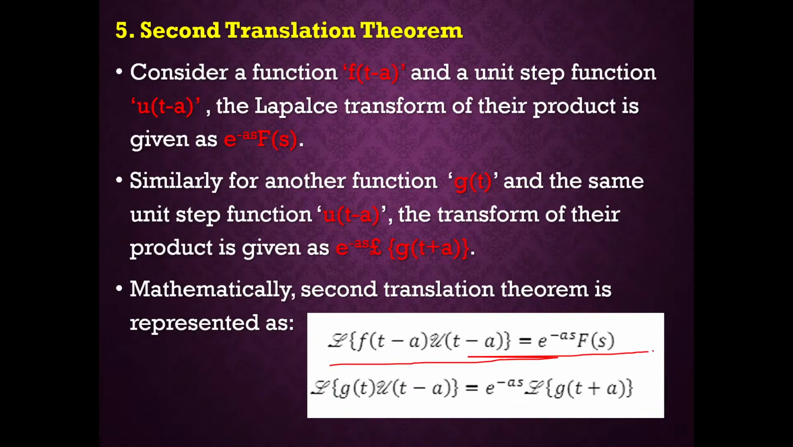So in the second translational theorem, if f of t minus a is multiplied with u of t minus a, and if you take the Laplace transform of that, you will get e power minus as f of s. And if you have a function g of t multiplied with the unit step function u of t minus a, if you take the Laplace of that, you will get e power minus as Laplace of g of t plus a.